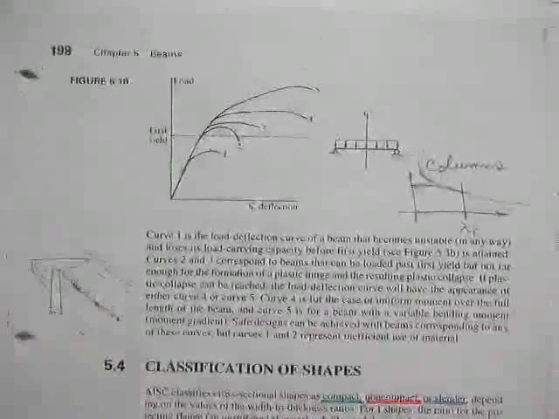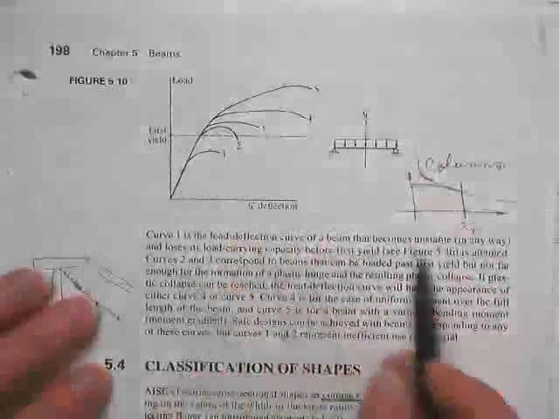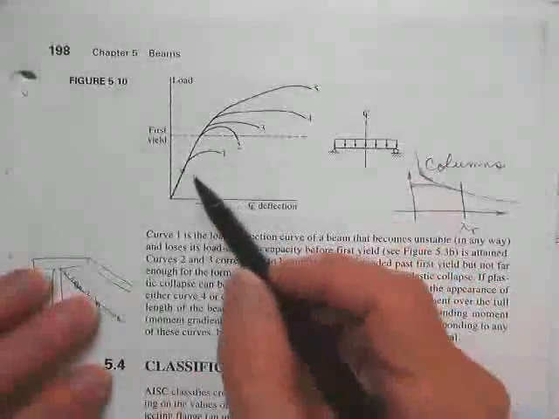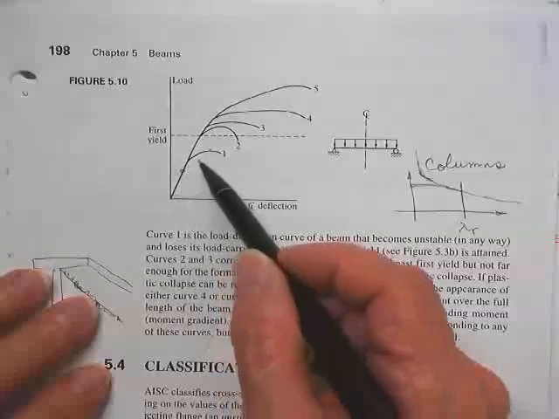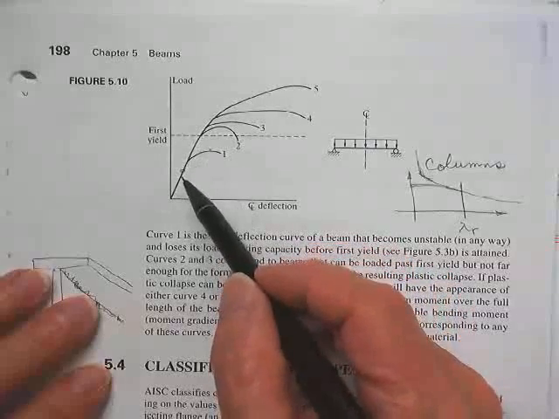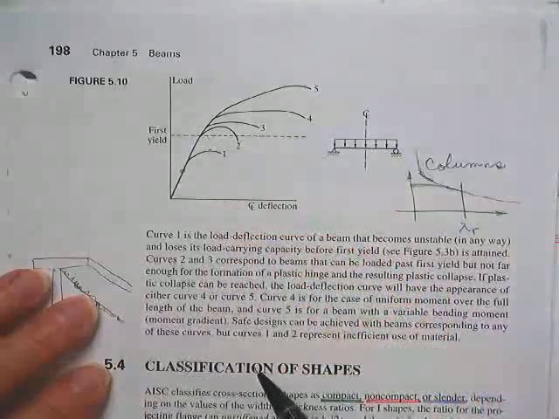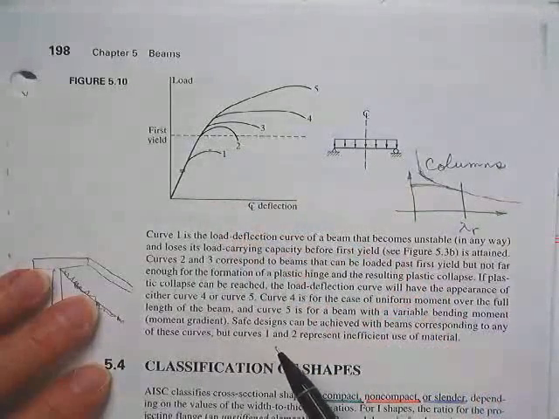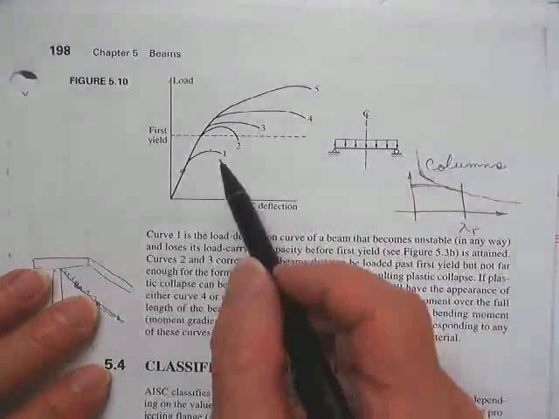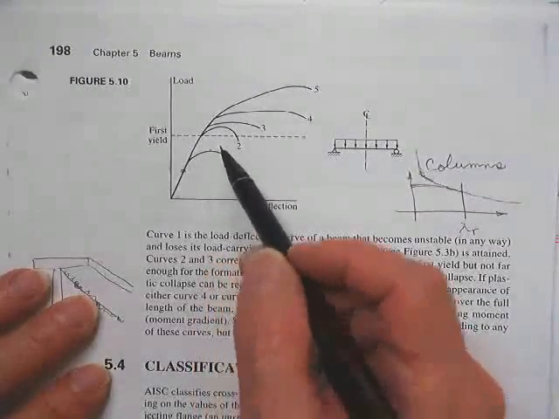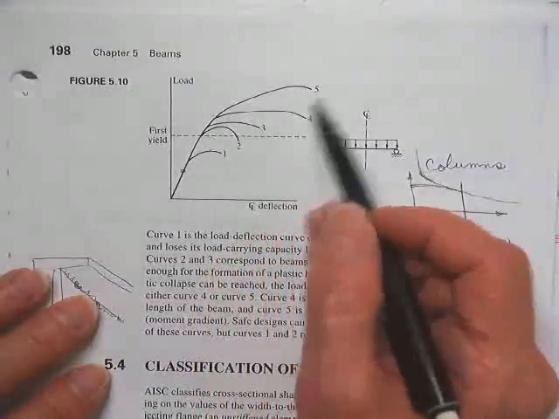Now here's the different kind of curves you get. You can read which one goes with which things. But basically, if it fails before you ever even get to first yield, that's pretty much something that's got a lot of lateral torsional buckling in it, and it just couldn't pick up much load. These later ones are better.